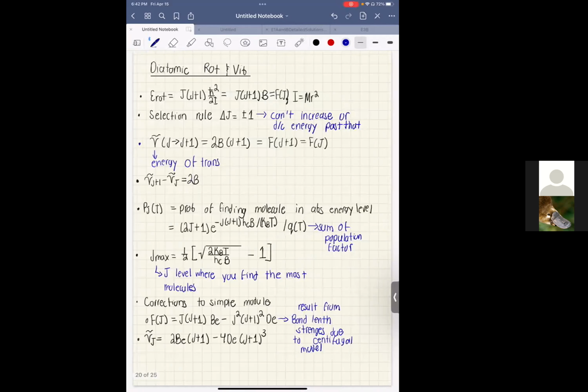But let's go to the last topic, diatomic rotational and vibrational spectra. Basically, he teaches you about the selection rule, which says that if you increase in rotational energy, you can only increase it by 1 energy level in J, or go below by 1 energy level, so the change in J would be plus or minus 1.